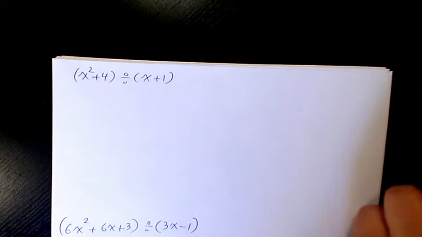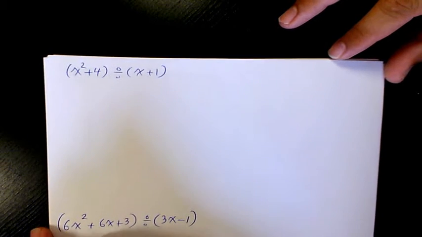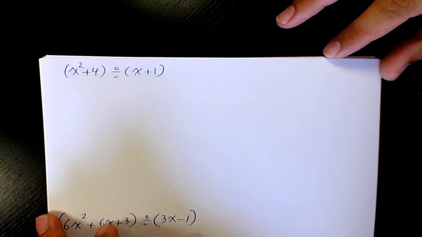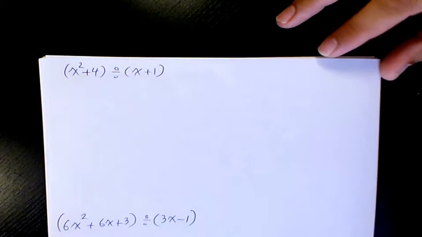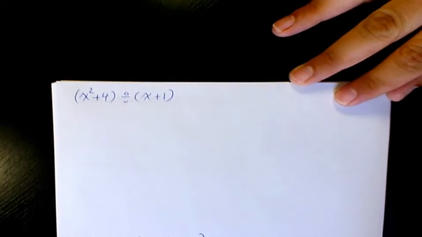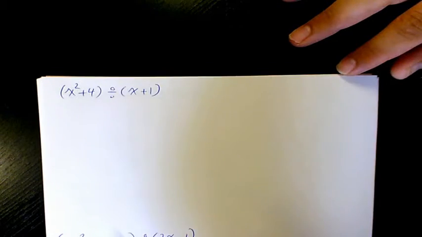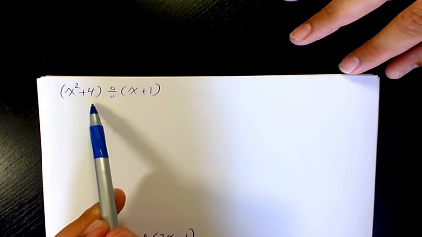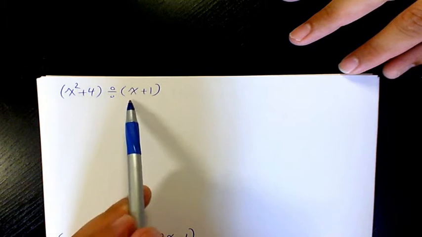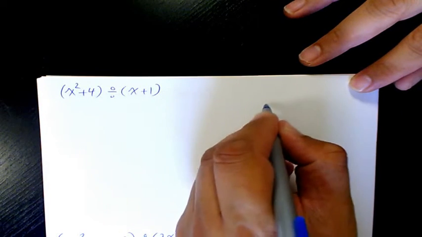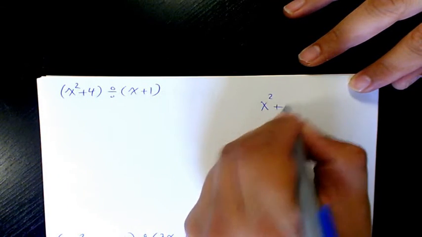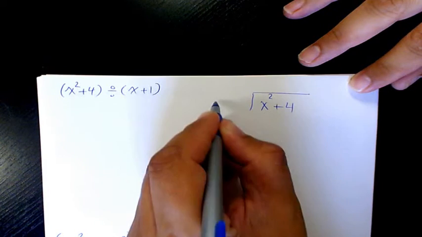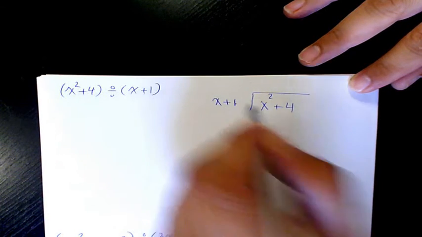Welcome to another video. In this video I want to show you some examples regarding division of polynomials, how to divide one polynomial by another polynomial. So the first example I have is x squared plus 4 divided by x plus 1. I can write it like x squared plus 4 divided by x plus 1.